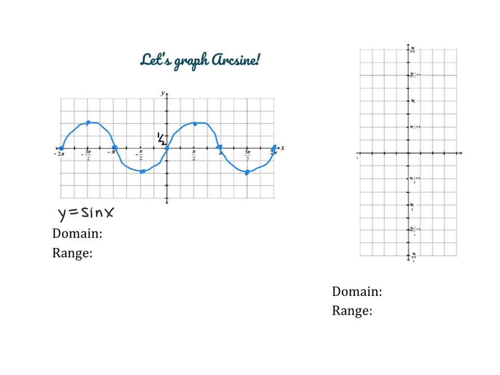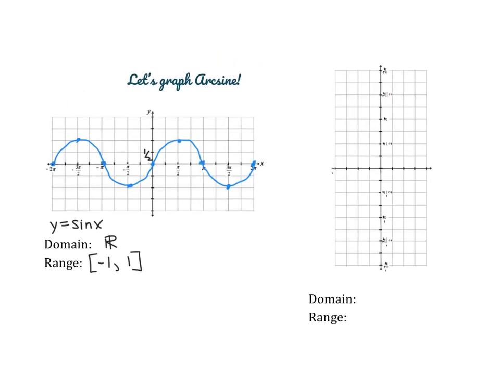Okay, so for the domain of sine, we can see that it is all real numbers. And for our range, we can see that we have a minimum at -1, and -1 is included, and a maximum at +1. So when we go to graph our inverse function, here we're going to graph arc sine.